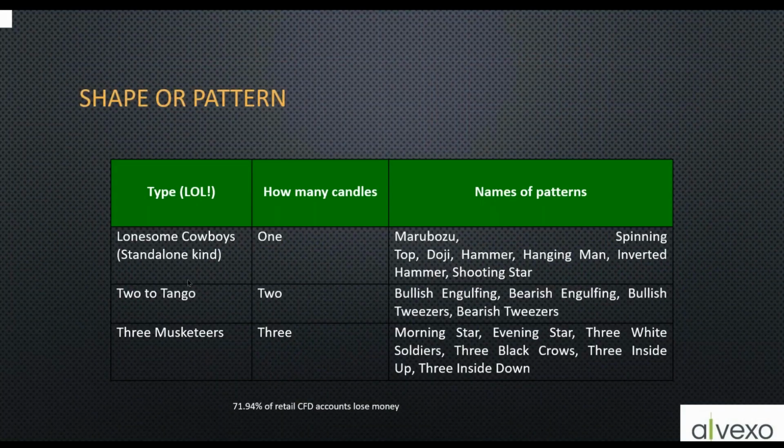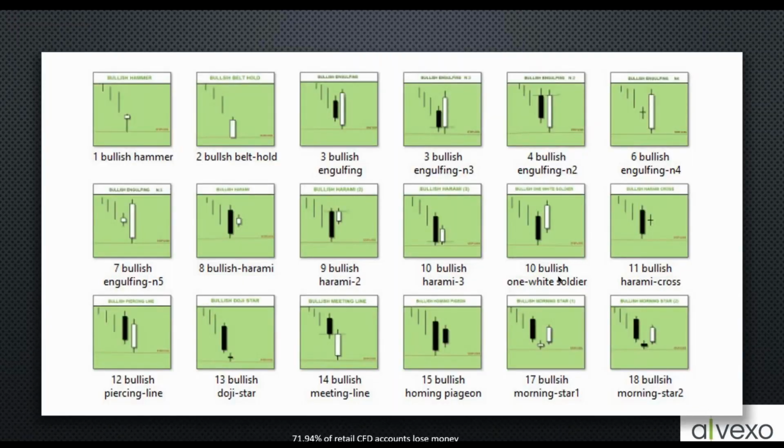Now, I didn't make up this chart, and I didn't make up these nicknames. The chart is true, but the Lonesome Cowboys, 2 to Tango, 3 Musketeers names were made up by whoever made this chart. But the candles can come in single candlestick patterns, or two candlesticks, like a bullish engulfing or harami, which require two candles. We have things like Marubozu, the doji, the hammer, that involve only one candle. And then we go on to the more complicated ones that require three or more candles. Those are morning stars, evening stars, 3 white soldiers, 3 black crows, 3 inside up, 3 inside down. So ultimately, there's 18 predominant patterns in candlesticks.